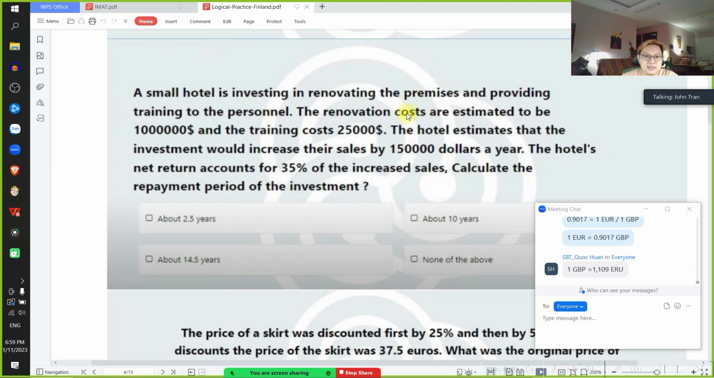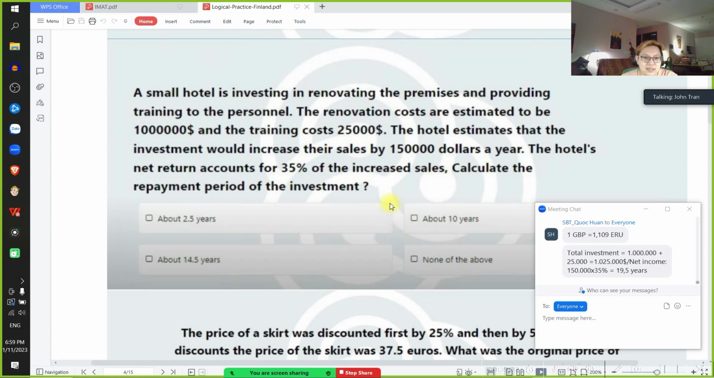Thì cái renovation cost là cái tiền chi phí mà để sơn sửa lại á, được ước tính là $1 triệu. But training cost, giá để mà huấn luyện là $25,000. The hotel estimates that the investment would increase the sales by $150,000 a year. Ước tính thôi nha, rằng cái đầu tư đó sẽ gia tăng cái doanh số của họ một khoảng là $150,000 một năm. The hotel's net return accounts for 35% of the increased sales.